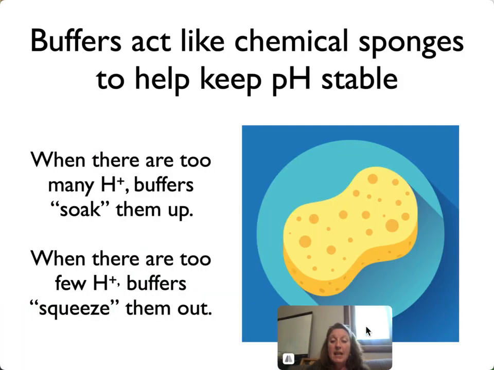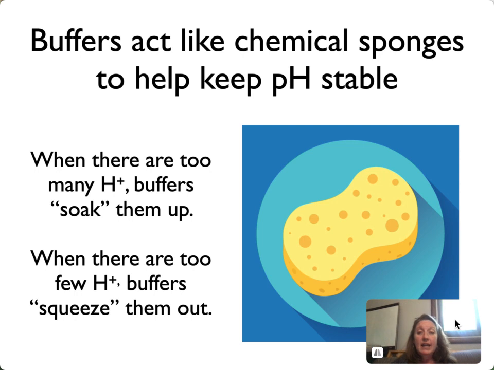So to keep the pH stable, we have in our body a number of what we call buffers. Buffers act like chemical sponges to keep the pH stable. So just like you would use a sponge in the kitchen, if it's dry and there's water on the countertop, you use the sponge to soak up the extra water. But if you need water somewhere, you can take that wet sponge and squeeze it and the water will come out. Same thing in the chemistry of our body compartments.